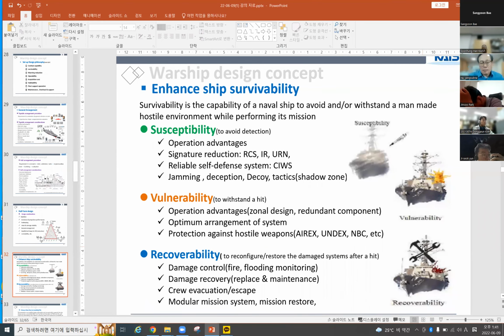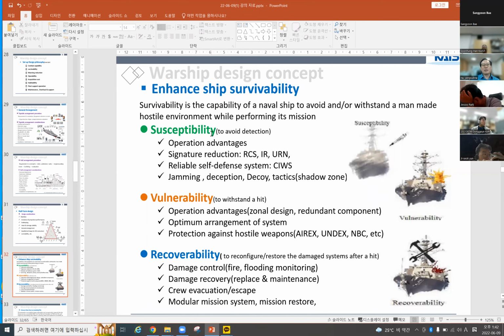Now, I'd like to introduce some ship survivability. Survivability is very important in warships. Survivability is the capability of a naval ship to avoid and/or withstand a man-made hostile environment while performing its missions. We classify it into three components: susceptibility, vulnerability, and recoverability.